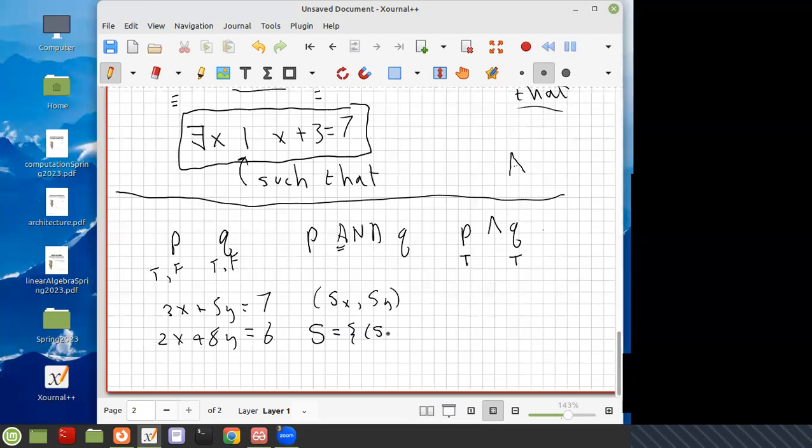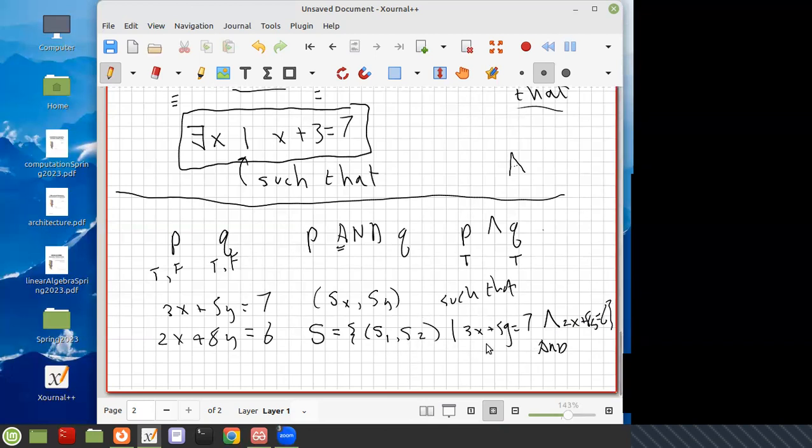Let me just write it. Instead of x and y, since it's hard to read, S1, S2, such that, with this vertical bar again, 3x plus 5y equals 7 and 2x plus 8y equals 6. So this is a way of saying this is the solution set. It's the set of all these pairs of numbers that make both equations true.